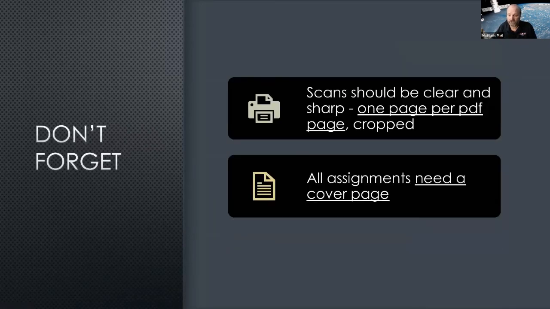Scans should be clear and sharp, one page per scan. If you're doing a drawing and then another drawing and another, don't put four drawings on one page because they're too small for us to grade. If we can't grade it, we can't see it, it's wrong. We just assume you didn't do it right. So one drawing per page. Now we have drawings where you do a front, side, and top view. Those are all on one page. You don't have to break those up. There are reasons for that, and we'll get to that when we cover chapter 1.